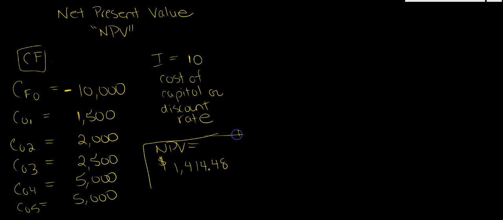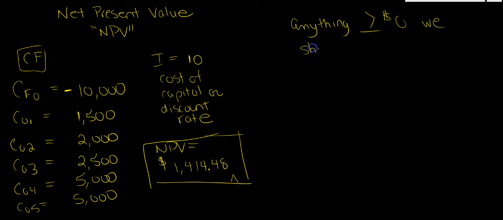When we're looking at capital projects, anything greater than 0 when we do NPV is something that we should accept. So anything that is greater than or equal to 0, we should accept. Basically all that's saying is, yes, we're going to get our $10,000 investment back, and we're also going to make 14.48 in cash.